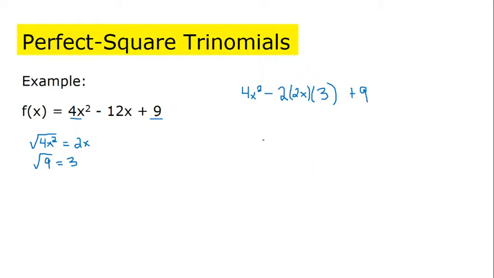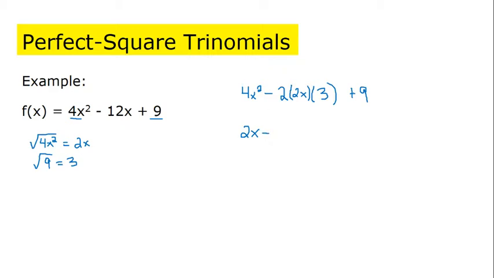So now the way that we're going to write this is that we are going to factor this. We need to take our square root here. We got our 2x is one of them, so we're going to have a 2x there. And then since we have a minus sign here in the middle and a plus sign here at the end, that means we're going to have a minus in the middle.